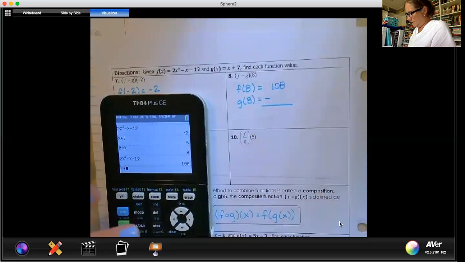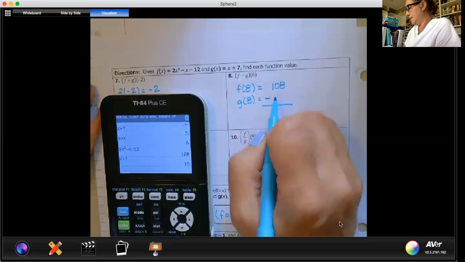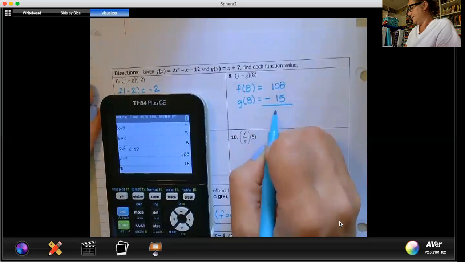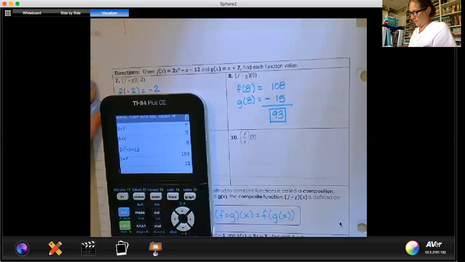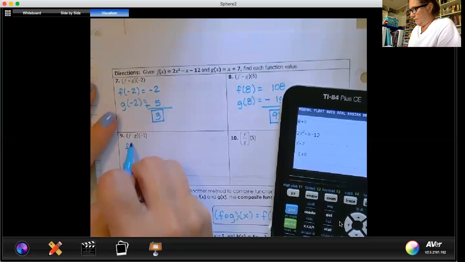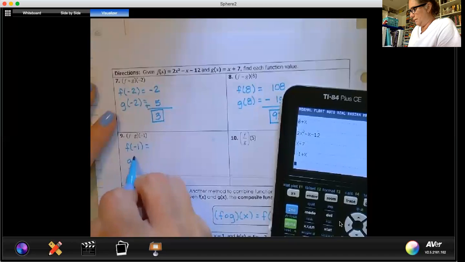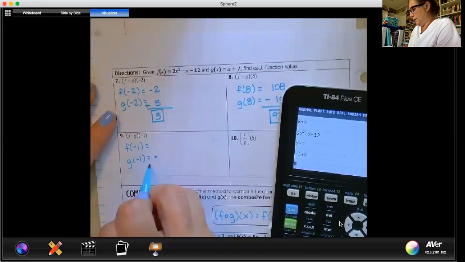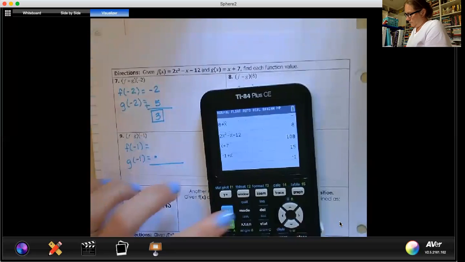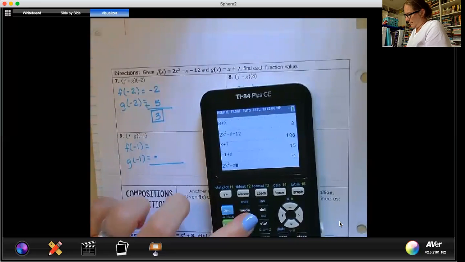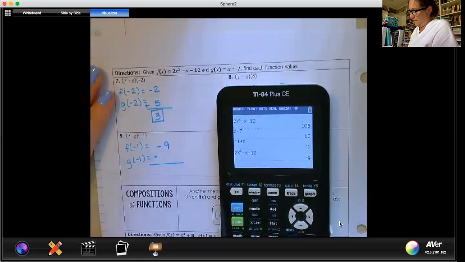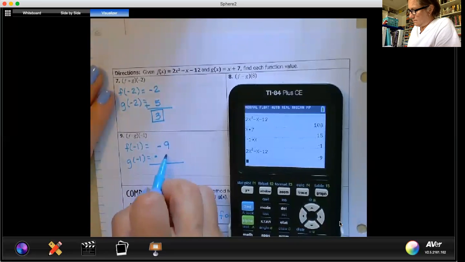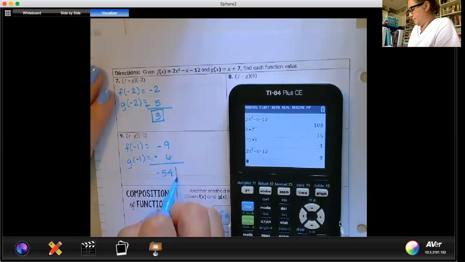And then x plus 7 is 15. And 108 minus 15 is 93. Go ahead and store -1. Multiplying, so f of -1 and g of -1, and you are multiplying. So 2x squared minus x minus 12 is -9. And then -1 plus 7 is 6 to get -54.